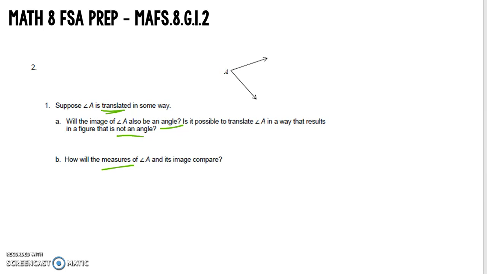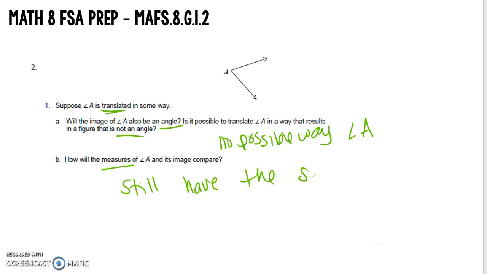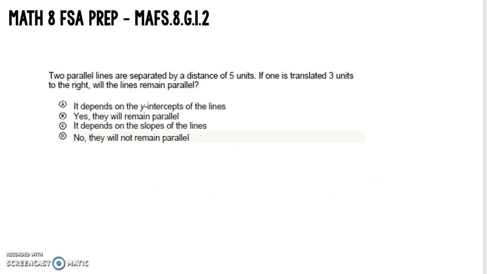So if we're translating, there is no possible way that we're going to change angle A. Angle A is going to stay angle A. Its image is still going to be that same angle. The most important thing is that that angle will still have the same measure. When you translate an angle, when you reflect, when you rotate an angle, the measure does not change. So please keep that in mind.